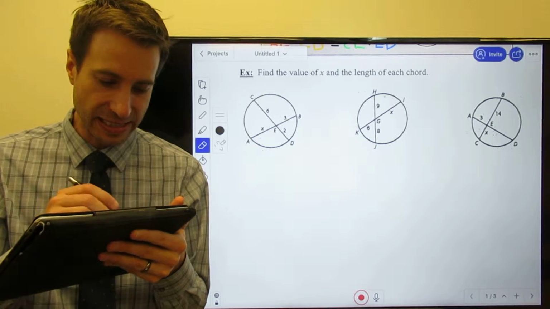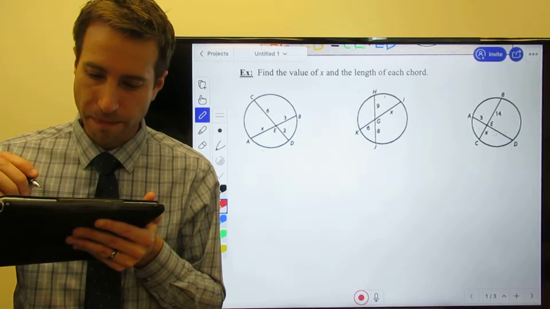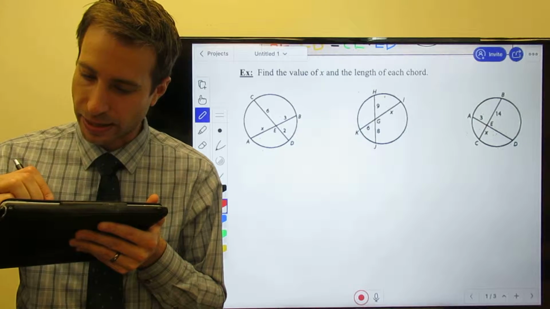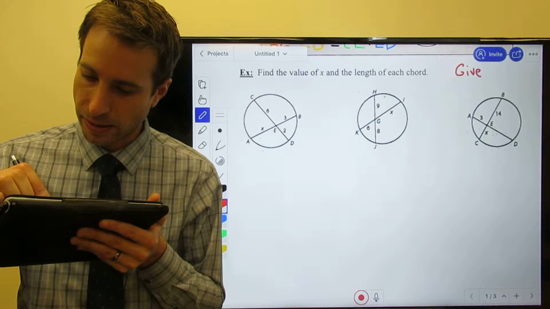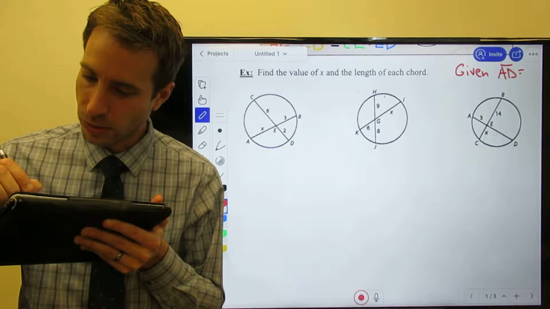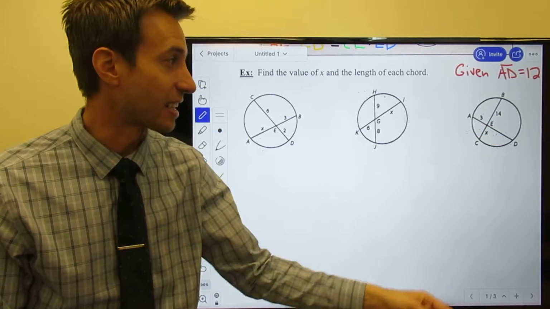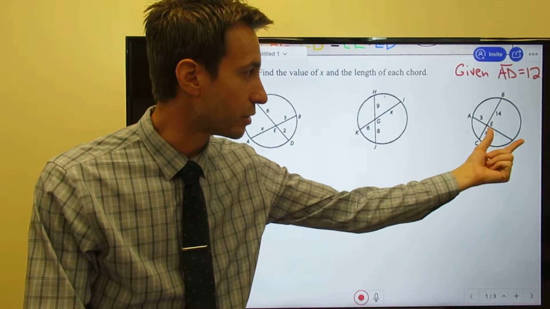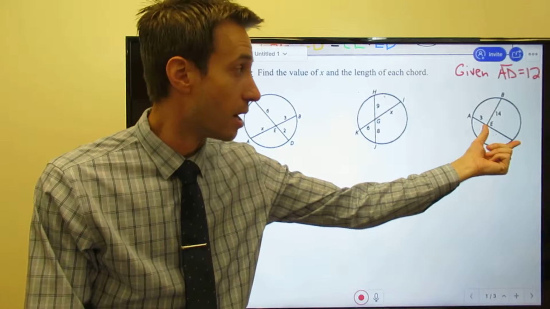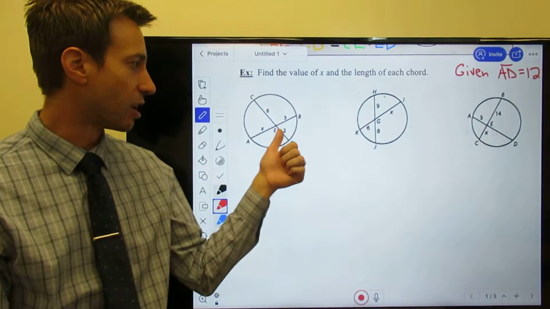Real quick, in this last one, a quick typo. Given this last one down here, you are given that AD is equal to 12. I forgot to give you that, you can probably already see I didn't tell you what ED was. That's because AD is going to be equal to 12. Anyway, we'll get to that in a second. Let's start with this one.